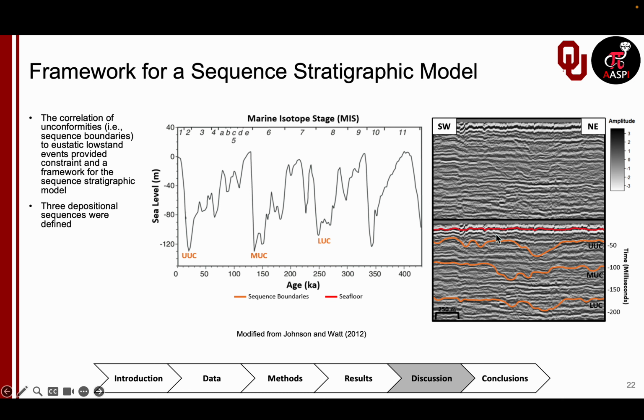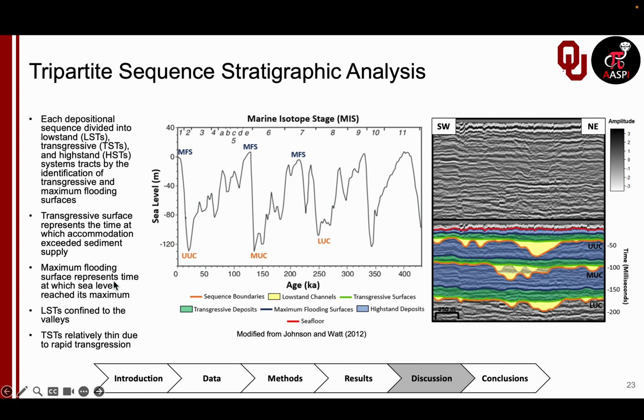Now this uppermost sequence, we are only right here today, is likely incomplete, right? A lot's going to happen from here on. So it's important to keep in mind this uppermost sequence is likely incomplete. But nonetheless, we have three sequences we can work with, and when we apply our tripartite sequence stratigraphic analysis scheme, we get something that looks like this.